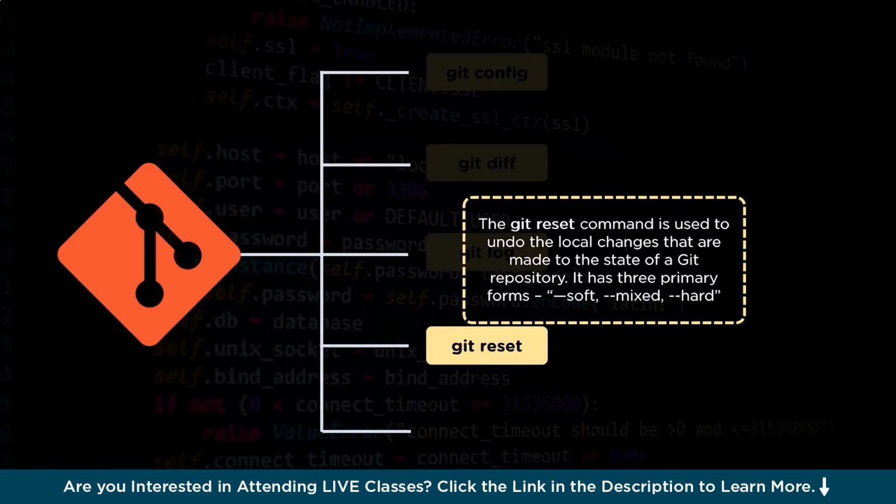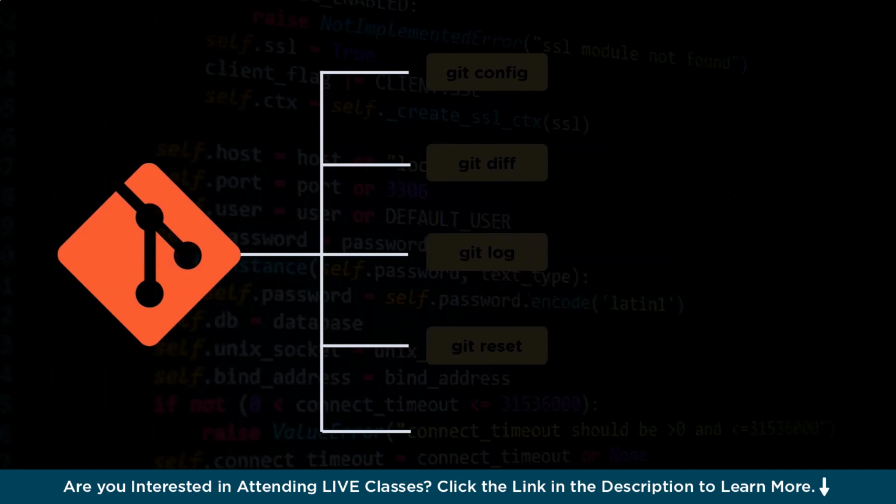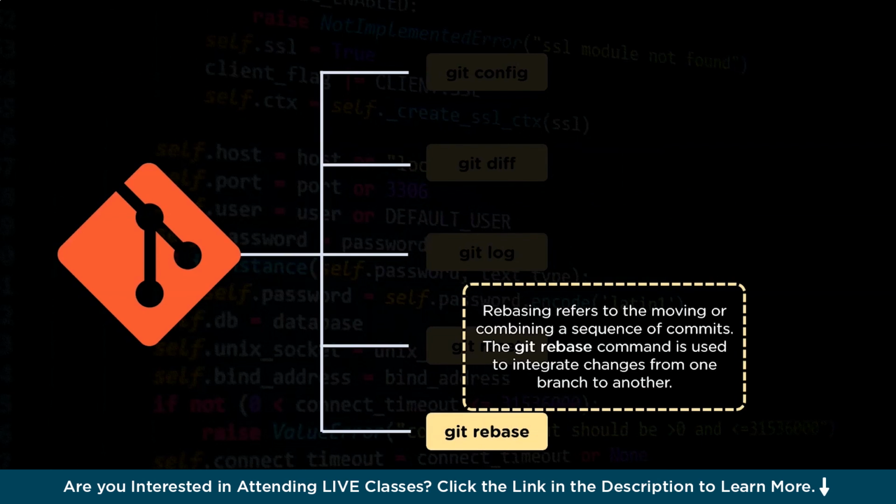The command is used to undo the local changes that are made to the state of a Git repository. The command has three primary forms: soft, mixed, and hard. The last command we will see today is the git rebase command. The term rebasing refers to moving or combining a sequence of commits. The git rebase command is used to integrate changes from one branch to another.